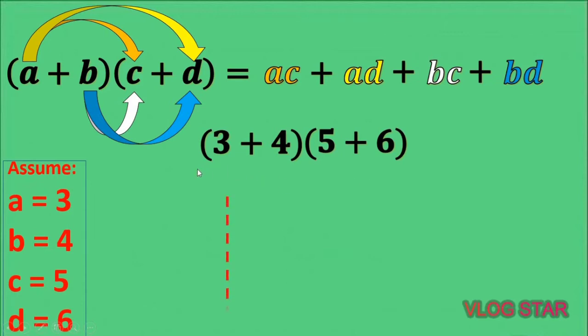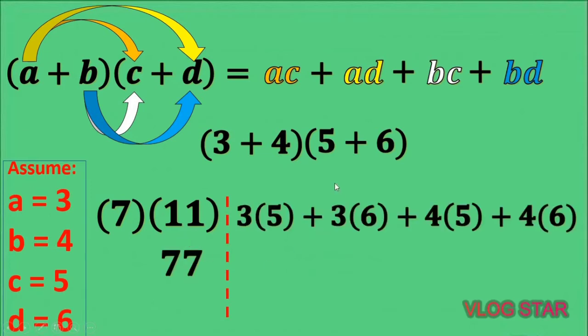The first way is, we will just simply add these two pairs of numbers of our two parentheses. 3 plus 4 is 7, while 5 plus 6 is 11. So we have 7 times 11. The product of this is 77.